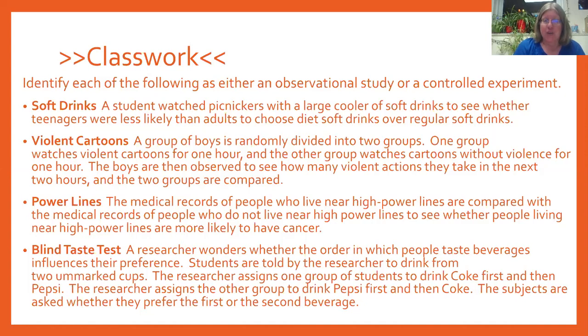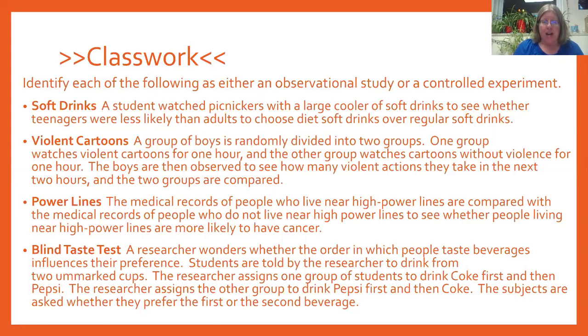Violent cartoons. So a group of boys is randomly divided into two groups. One group watches violent cartoons for 1 hour, and the other group watches cartoons without violence for 1 hour. The boys are then observed to see how many violent actions they take in the next 2 hours, and the two groups are compared. All right, so this is going to be an experiment because we're dividing these guys into groups, and then we're having one group watch the violent cartoons, the other group not. So those would be kind of the factor levels that we would be interested in.